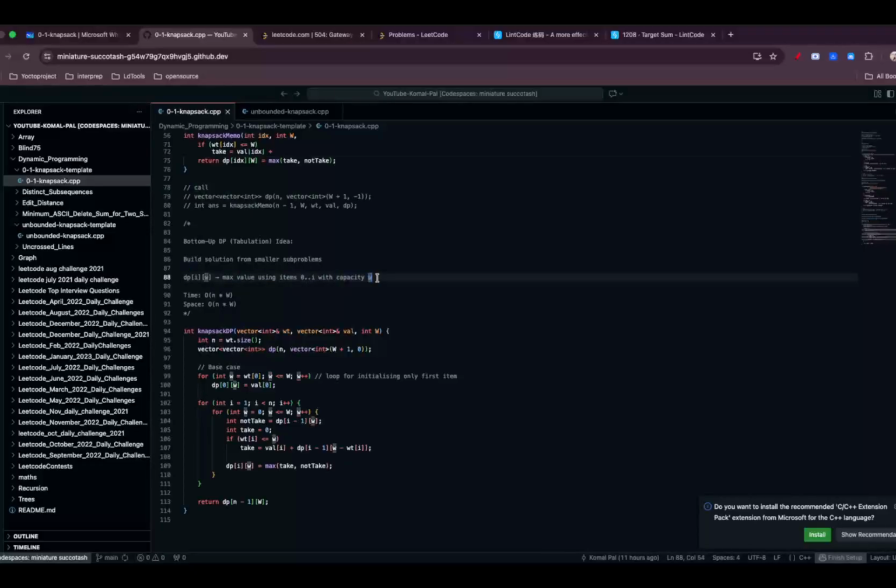And this W is not the maximum capacity given to us by the question. This capacity is what the capacity will be at a particular moment, because it will change as we are subtracting from that total capacity at a particular moment. Are you getting it, the subtracting at a particular moment thing? Okay, fine.